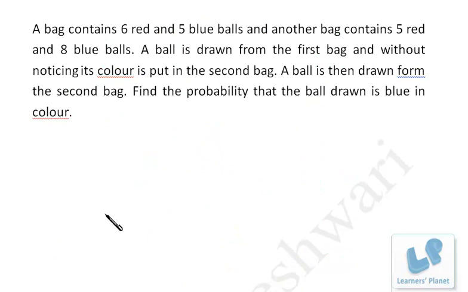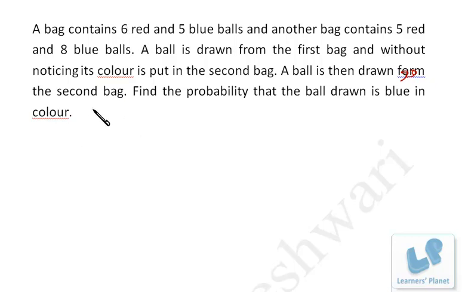Now let's see this question. A bag contains 6 red and 5 blue balls and another bag contains 5 red and 8 blue balls. A ball is drawn from the first bag and without noticing its color is put in the second bag. A ball is then drawn from the second bag. Find the probability that the ball drawn is blue in color. Now further there are two cases. Let's discuss each case.